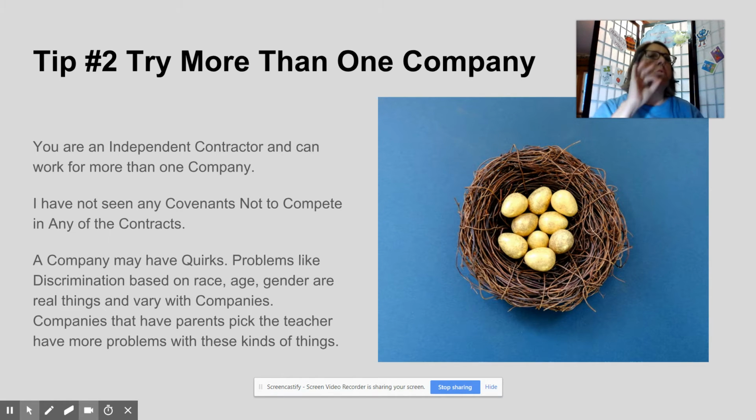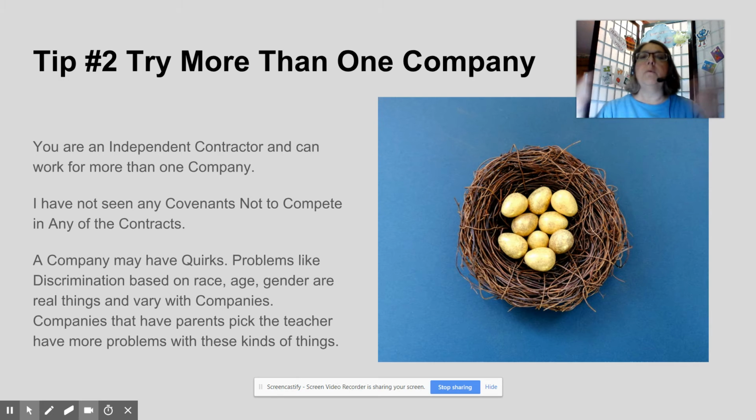Some companies are notorious for having discriminatory problems like race, gender, age. Some companies are better fits for men or for women, or you find there are predominantly younger people, or they have a reputation for having problems with people of color not getting hired. Some of these companies have the parents' pick. So if the culture in that particular region has an issue with certain ages or races or genders, that's going to be reflected in how often you get to work.